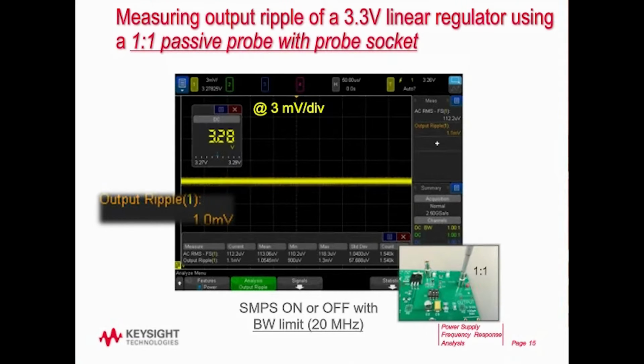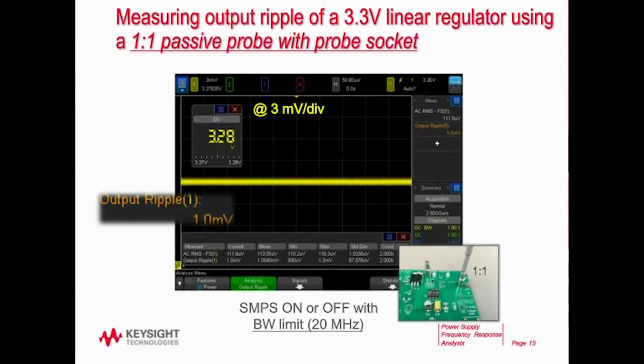So as you can see, we started at 167 millivolts with poor probing, and now we've gotten down to actually less than 1 millivolt of energy that's under 20 megahertz on the output of this linear regulator. So big difference, and the only difference, I'm measuring the same device, the same output. The only difference is I'm using different probing techniques.